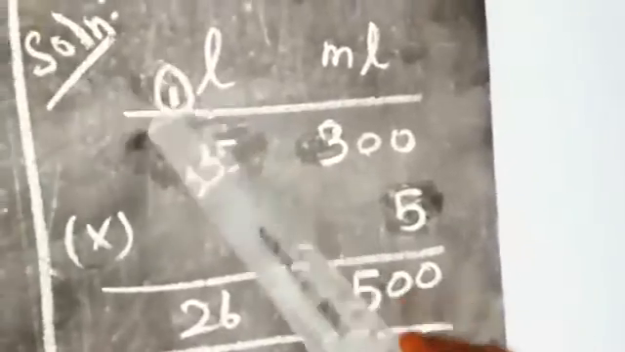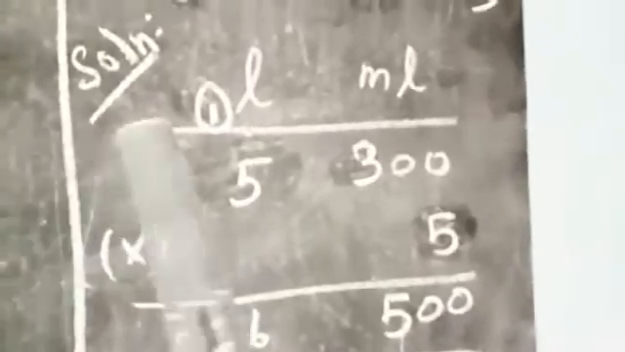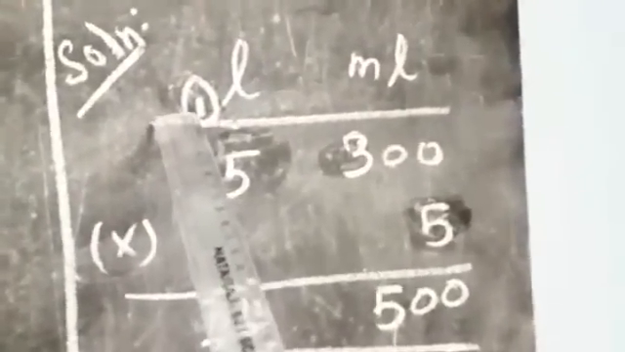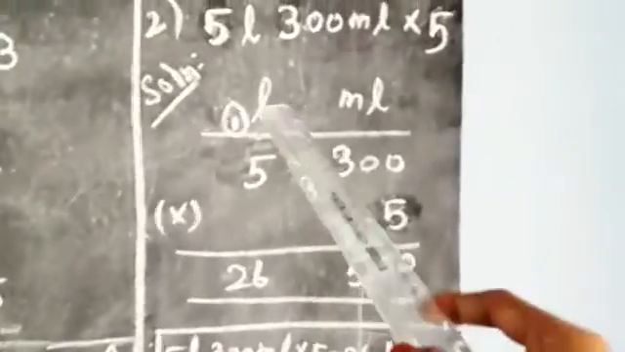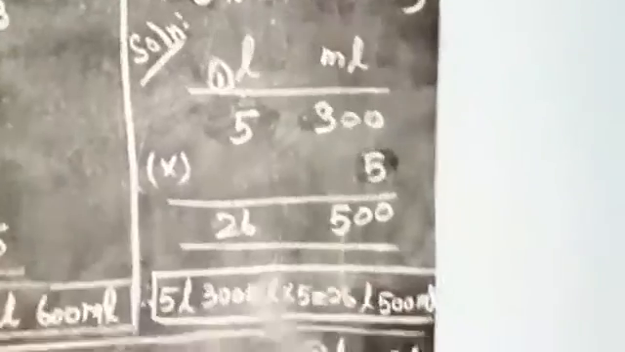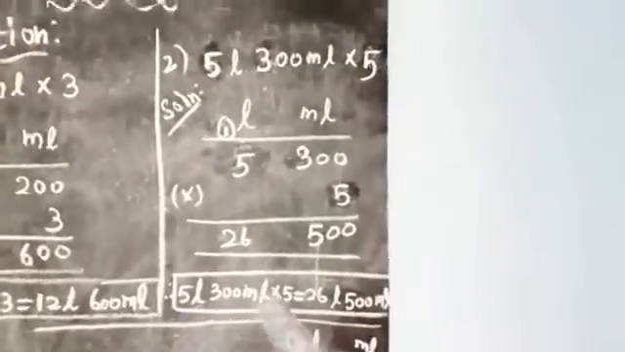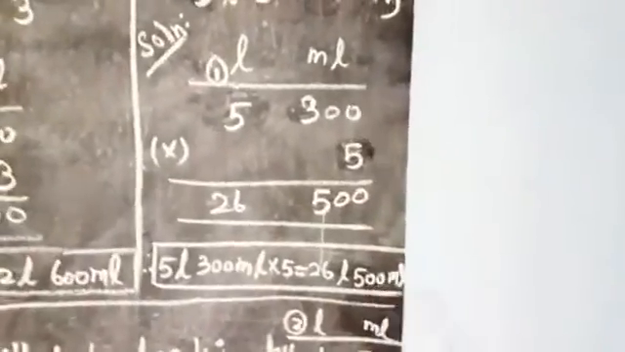Then 1 carrying over to liter. Then 5 5s are 25. 25 plus 1. 1 will be here, no. So 25 plus 1 is 26. Therefore, answer 26 liter 500 milliliter. Just you have to write the first question: 5 liter 300 milliliter into 5 is equal to 26 liter 500 milliliter.